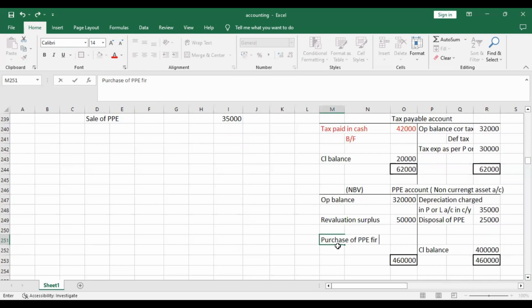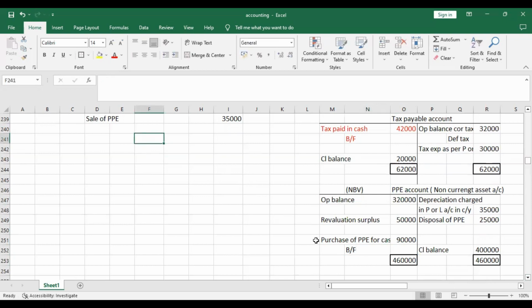Purchase of PPE for cash. Okay. So how much is it? If you want to calculate this figure, what you can do is put in an Excel formula: equal to this closing balance minus 3,20,000 minus 50,000. So that will give you how much? 90,000. This is the balancing figure. So take this balancing figure when you prepare the investing activity.